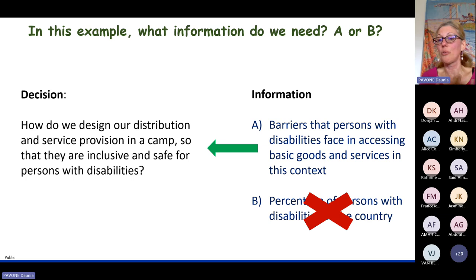Meaning that, of course, the number of persons with disability in a country might be interesting, useful information, but for another purpose. If I don't have that purpose, if I don't have to make that decision, I will not collect that. I will collect the barriers to make this decision. Thank you very much for your answers.